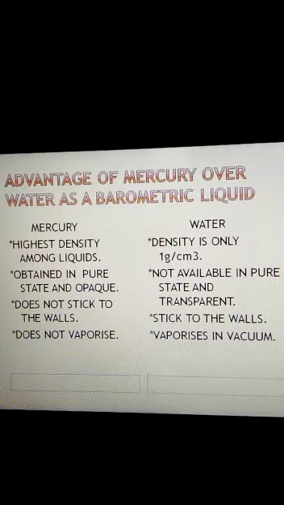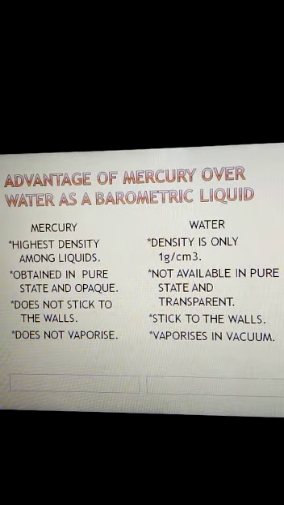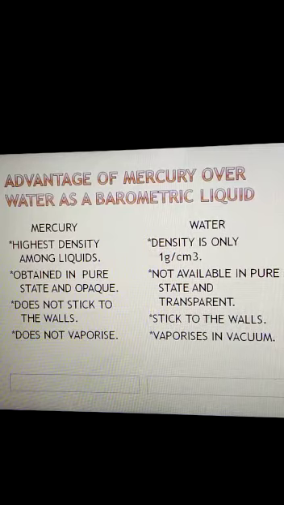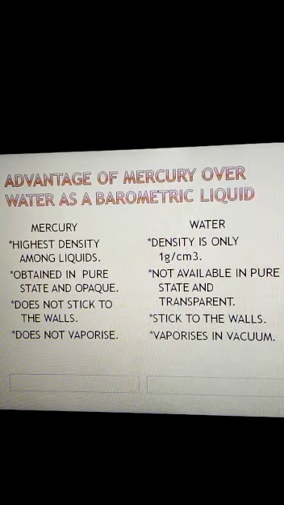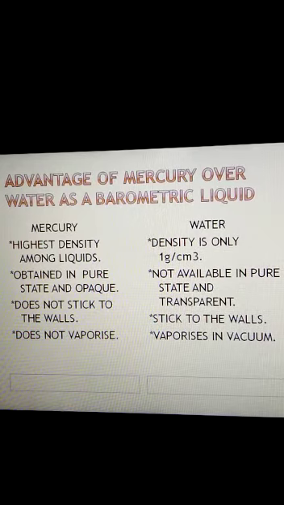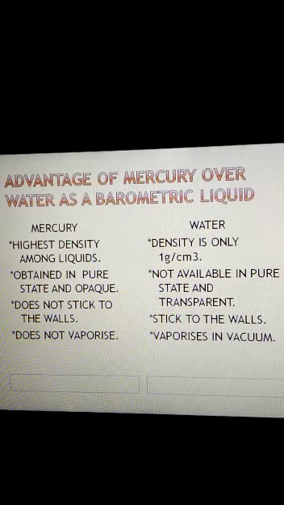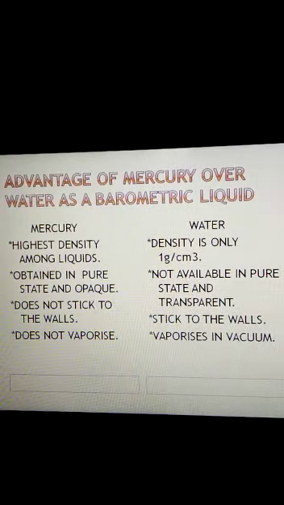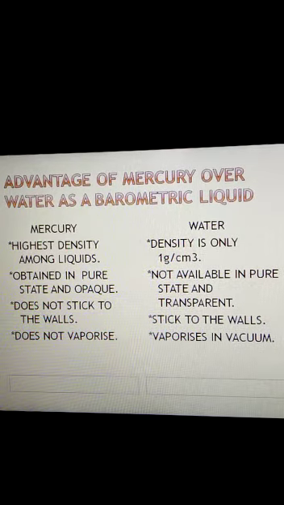In place of mercury in a barometer, can we use some other liquid? Here we will compare some of the advantages of why we are using mercury, not water, as a barometric liquid. Mercury has the highest density, about 13.6 gram per centimeter cube among almost all the liquids. So it has to rise only till 76 centimeter of Hg, that is the atmospheric pressure. Whereas the density of water is only 1 gram per centimeter cube.